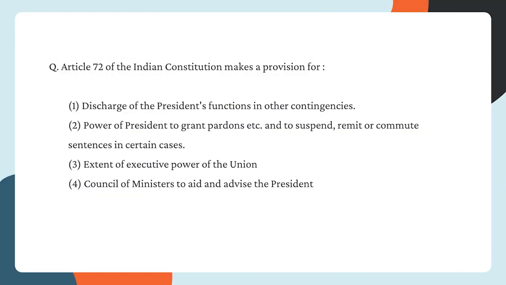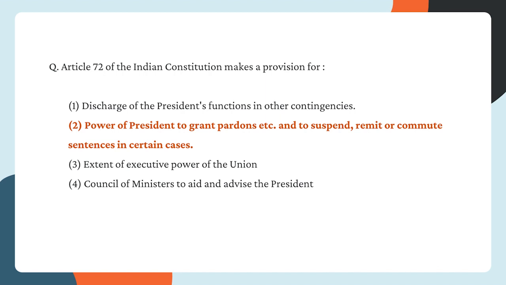Now let's see the second question. Article 72 of the Indian Constitution makes a provision for, and out of the given 4 options, you have to choose the correct one. The correct answer is option number 2, according to which Article 72 makes a provision for the power of the President to grant pardons etc. and to suspend, remit or commute sentences in certain cases. So yes, Article 72 is the pardoning power of the President.